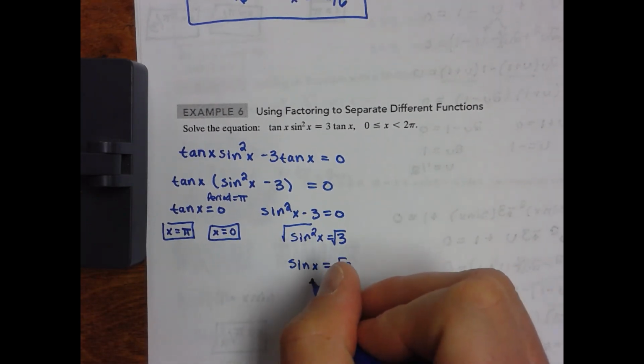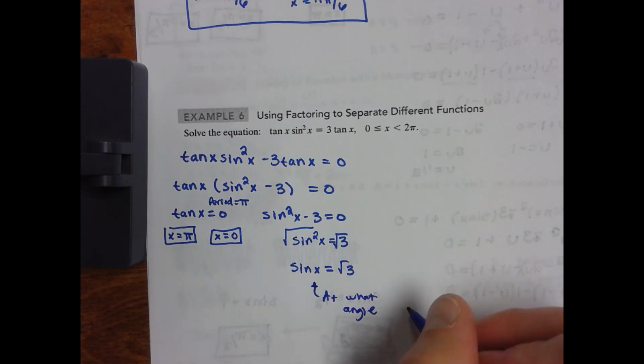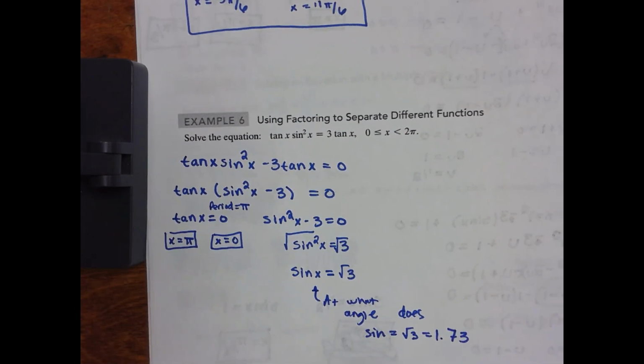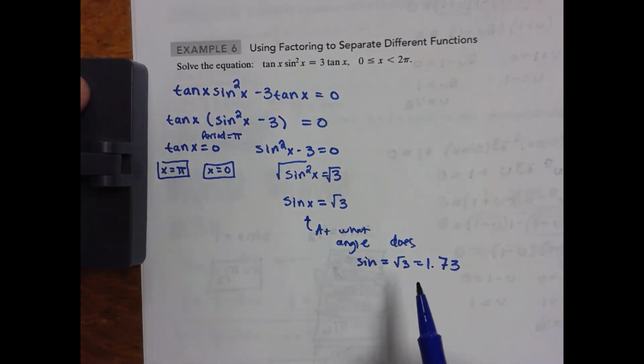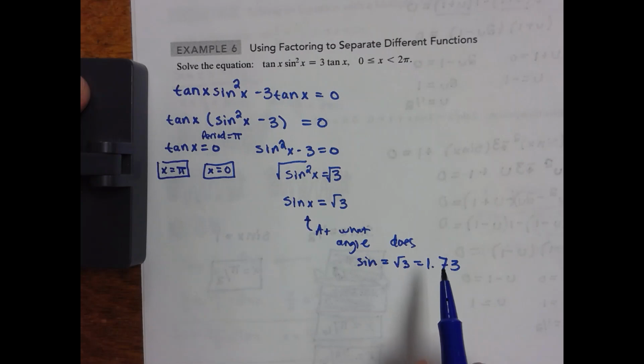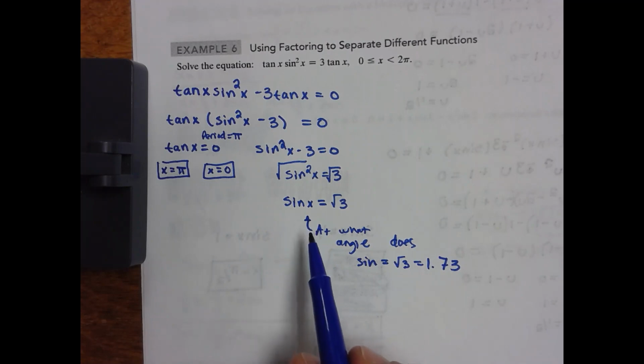Root 3, I'm sorry, I had a note about this. So when we get here, we're figuring out at what angle does sine equal root 3, which is approximately 1.73. Well, the largest y value that we can get is positive 1. Okay, there's no angle that we can take the sine of that's going to give us a value greater than 1. And so because of that, we do not get any solutions from this part of the equation.